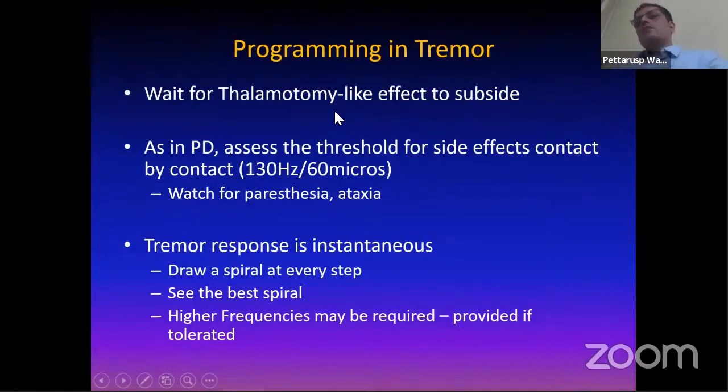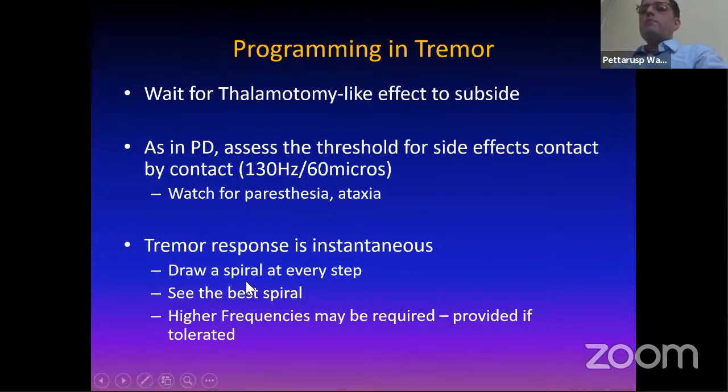So now we just touch upon programming in tremor before I end the talk. In programming for tremor, just like in subthalamic nuclear stimulation, wait for the thalamotomy-like effect to subside. As in Parkinson's disease and dystonia, use fixed frequency and fixed pulse width to start with. The side effects to watch for would be paresthesias and especially ataxia. And tremor response is instantaneous. You can actually finish the programming in one session.